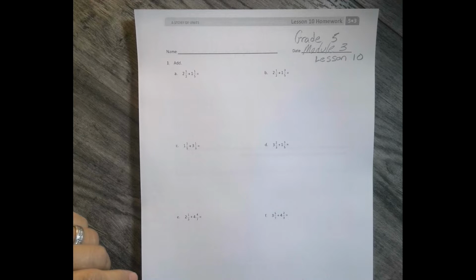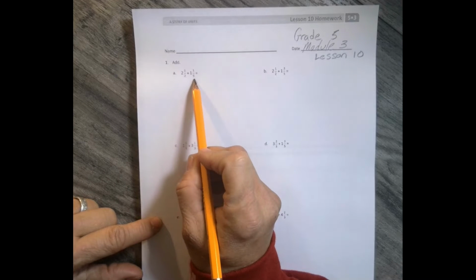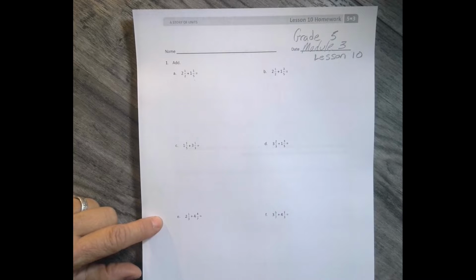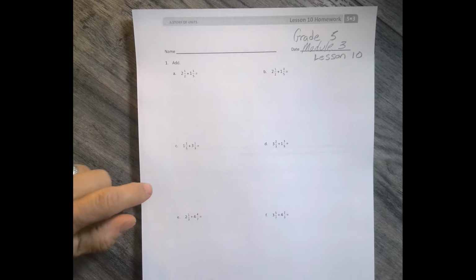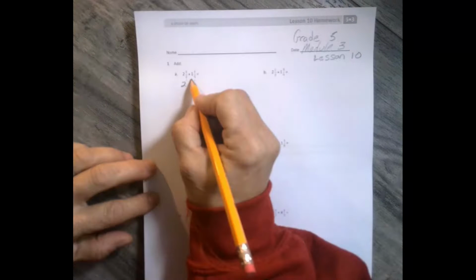We're working with adding mixed numbers with unlike denominators. So the fractions are going to have unlike denominators here, right? We know that when we have unlike denominators, we have to find common parts to add them together. So the first problem is 2 1/2 plus 1 1/5. We know that halves and fifths are not the same. Write it this way.